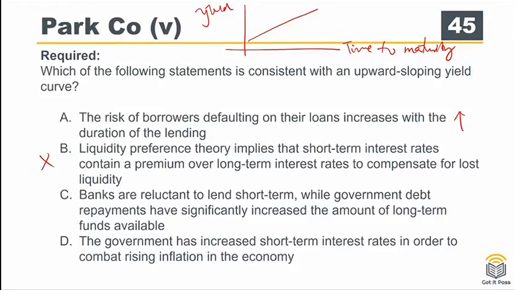It is not true for B, because liquidity preference theory implies that the long-term interest rate contains a premium over the short-term interest rate. It's not the case here, so it's not correct. C, banks are reluctant to lend short term, while government debt repayments have significantly increased the amount of long-term funds available. It's not correct. D, the government has increased short-term interest rates in order to combat rising inflation in the economy. It's also not correct. Why not correct?